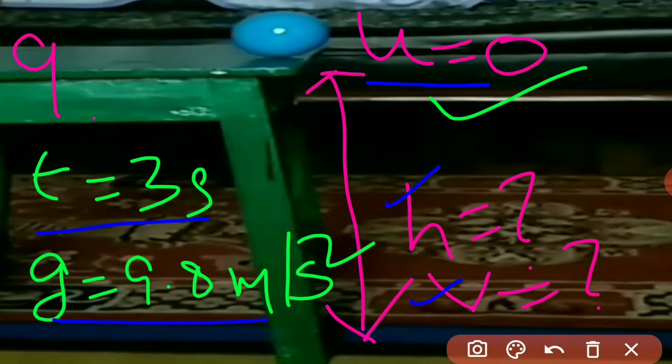Now let us see what happens when the ball strikes the ground. When the ball reaches the ground here, it will have a certain velocity. That velocity I need to calculate. So let us go to its solution. I hope you understood the question.